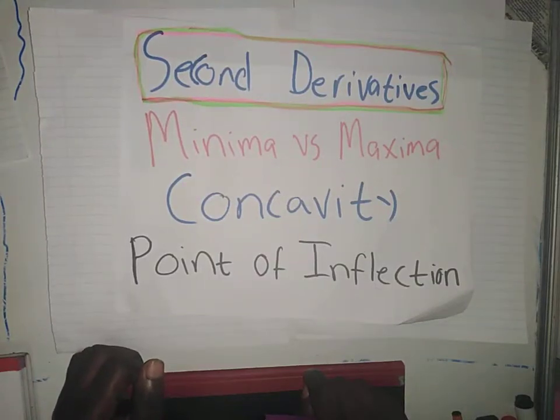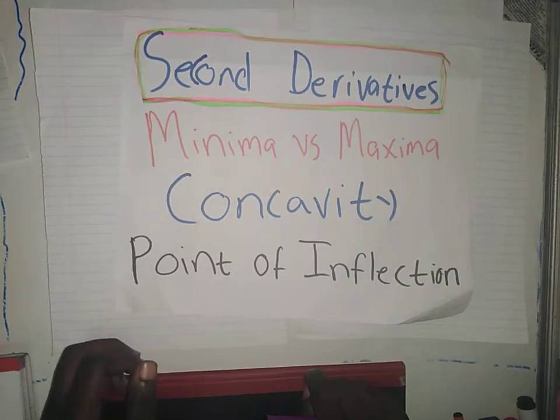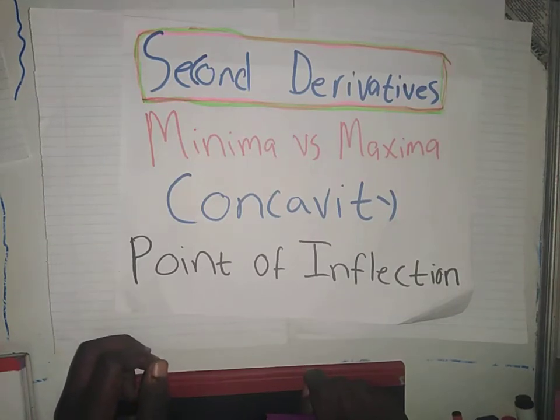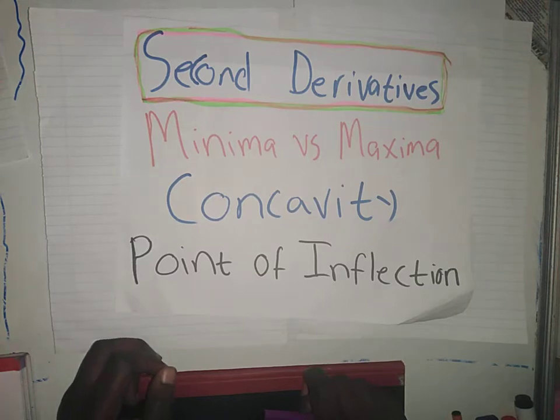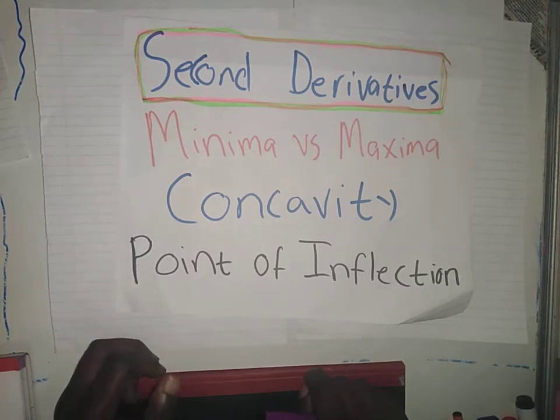We are going to speak about calculus, but specifically about the second derivatives and the things that come out of a second derivative. So you are talking about things like minima and maxima, and then you are also speaking about the issue of concavity, and then the point of inflection.